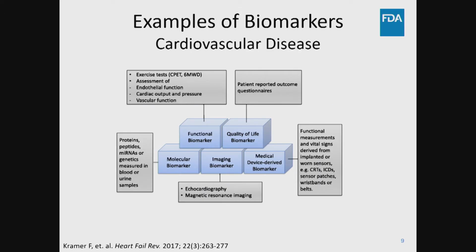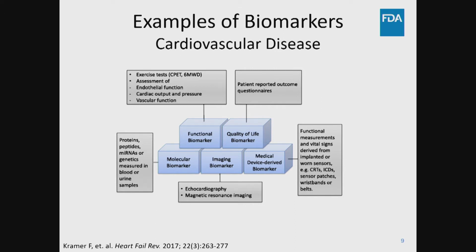So the last slide showed many different types of standard biomarkers, but I want to point out that a biomarker can take on many different forms. So this is a slide with different biomarkers for cardiovascular disease, and organizes them into several different categories based on what they're used for. So they recognize functional biomarkers, and these can be things such as exercise testing or assessments of endothelial function or vascular function. They recognize quality of life biomarkers. So this could be the results of a patient-reported outcome questionnaire, could be considered a biomarker. A medical device-derived biomarker, so information that's gained from things such as implanted ICDs or sensor patches can be considered a biomarker. Imaging biomarkers, again, echocardiography or MRI can be biomarkers.